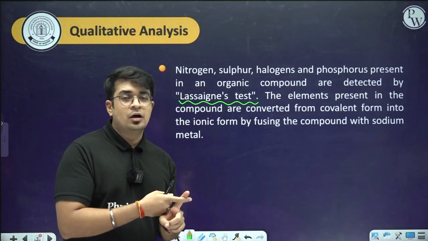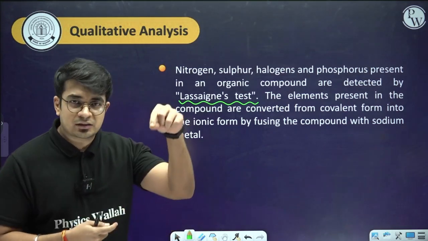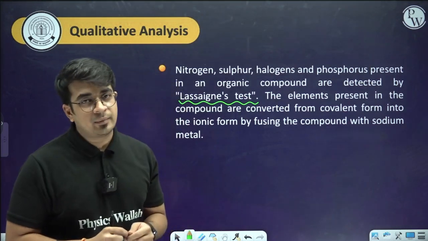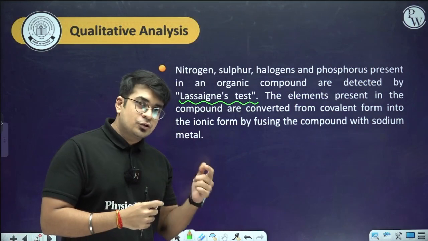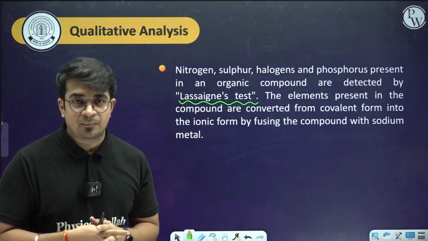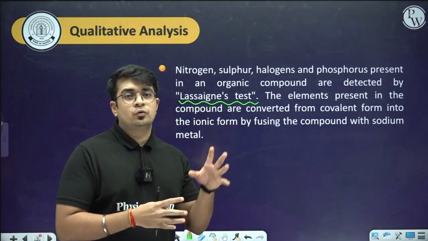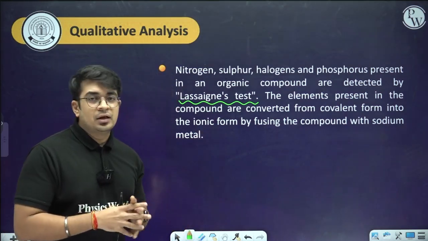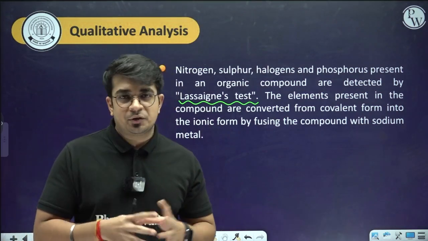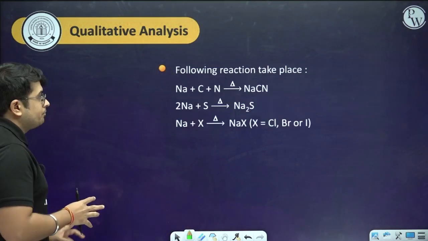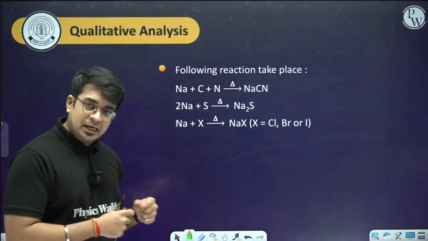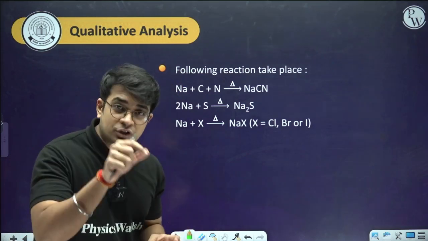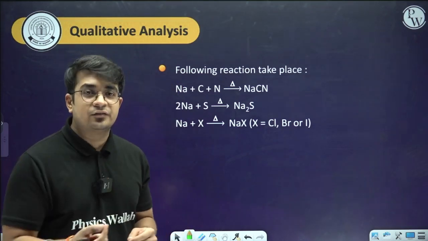It means you put a small amount of organic compound along with a small portion of sodium, and you heat the entire mixture. Eventually, after strong, red hot heating, you use water to convert the entire part into ionic form. That part corresponds to Lassaigne's test. We are going to discuss the preparation method also, but first, if I talk about the analysis in hydrocarbons, definitely carbon is going to be present. If nitrogen is also present in an organic compound, it can be easily converted into ionic form.